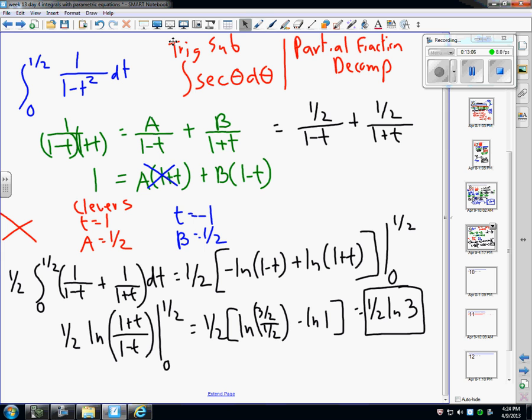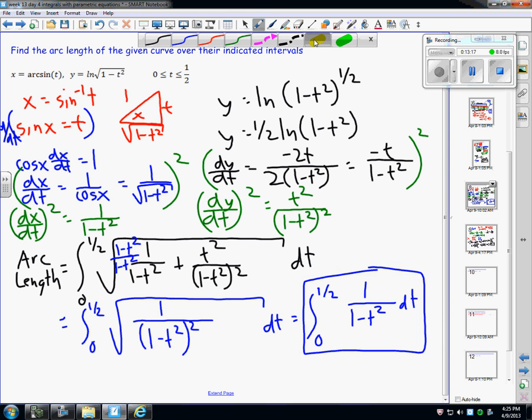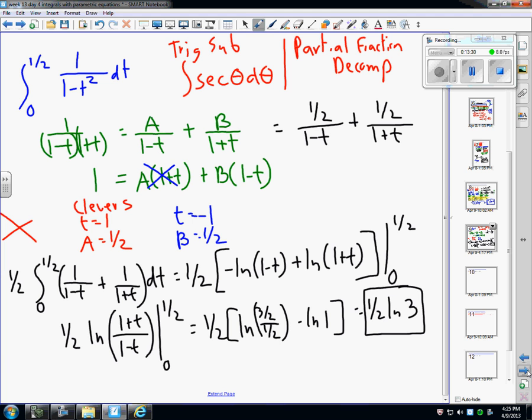So the whole problem again, looking back at it, was find the arc length. Setting up the equation, I think, would have been pretty easy for you guys. The equation part would have been right here. But then you had to get common denominators and simplify a little bit. And from there, you had to decide, trig sub, partial fraction decomp, which way am I going to go?